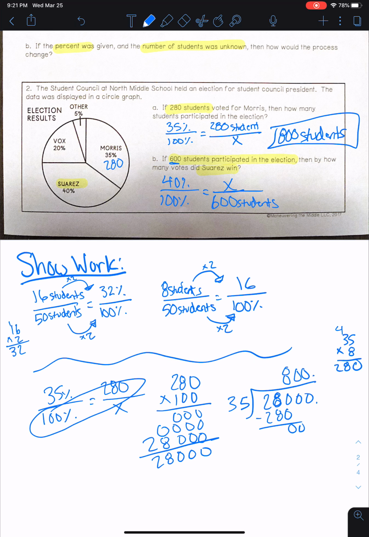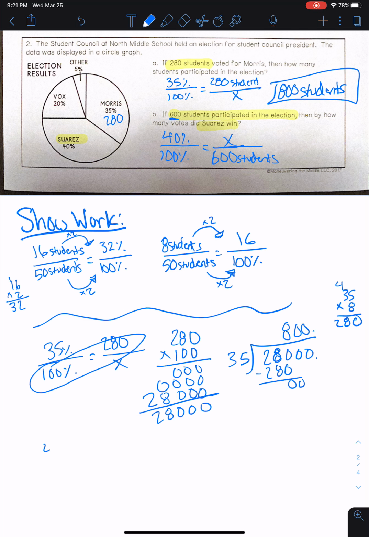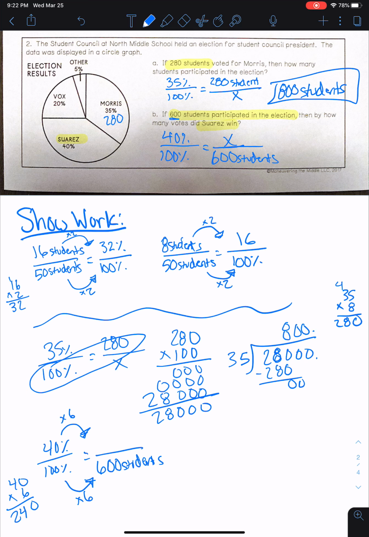So I'm going to go down to the bottom again to show my work. 40% out of 100, and we surveyed 600 students. Now this one's an easy one to use scale factor, because I know 100 times 6 is 600. So I can do the same thing up top. 40 times 6 is going to give me 240. So my answer would be 240 votes.